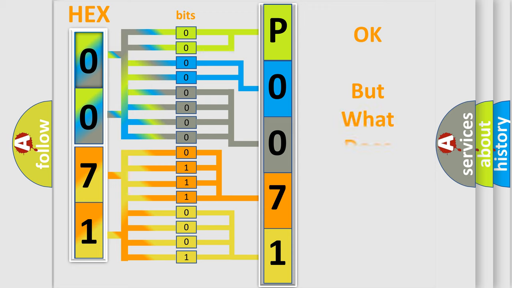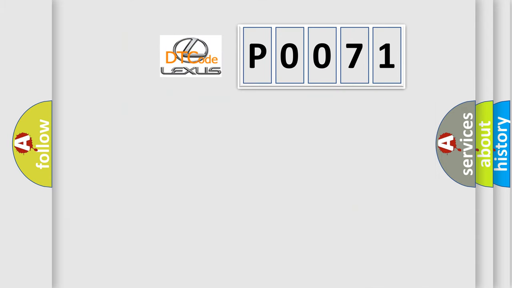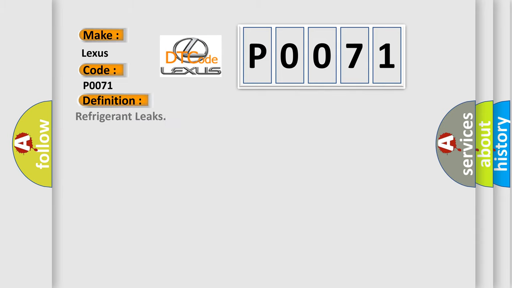The number itself does not make sense to us if we cannot assign information to what it actually expresses. So, what does the diagnostic trouble code P0071 specifically mean for Lexus? The basic definition is refrigerant leaks. And now here is a short description of this DTC code.